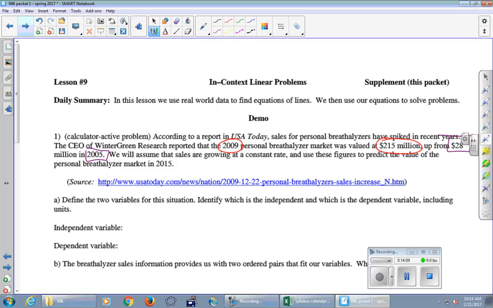Remember, the independent variable is the one that causes the change in the dependent variable, and time marches on and couldn't care less about the breathalyzer market. But because time is passing, the breathalyzer market is changing, so the breathalyzer market value depends on what year it is. So let's write that in here. We're going to say time in years. You could just say time in years and stop right there.